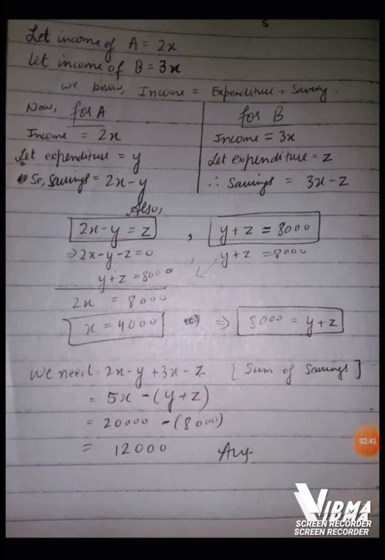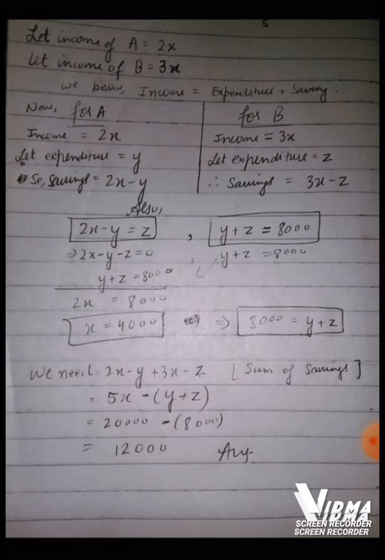So we are using these two things to get some more equations, as you can see. This is the thing where we used those two given things in the question and made these equations, right? The first one is that the savings of A equals expenditure of B, right? And the second equation is the expenditure of A plus the expenditure of B equals 8,000, right?